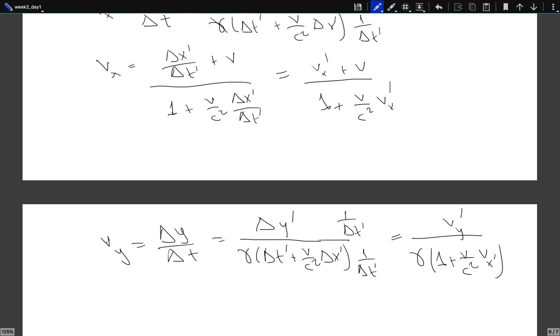Don't worry, soon you will learn to decipher my handwriting. So you see, the y component also changes. And I remind you again, this is the x component of the speed of the object. The change in the y component depends on the x component of the velocity of the object. And similarly, Vz will be delta z over delta t. If you just do the same derivation, it will be Vz prime divided by gamma times (1 plus v over c squared times Vx prime).